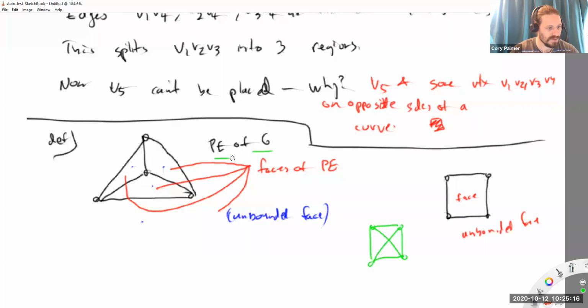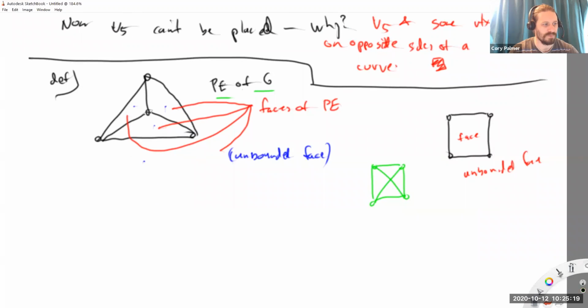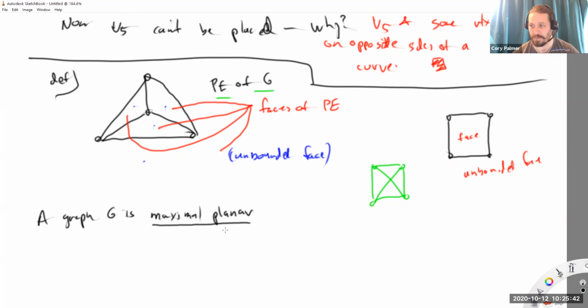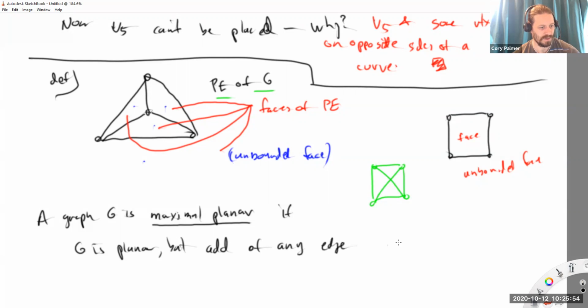Okay, that's one definition. You can find more formal definitions of that in the textbook and so on, but we don't care. And then the other thing is a graph G is maximal planar, or a planar graph is maximal, just if it's edge maximal. So it's planar, and if I add an edge to it, it becomes not planar. Okay, if G is planar, but addition of any edge makes it non-planar.